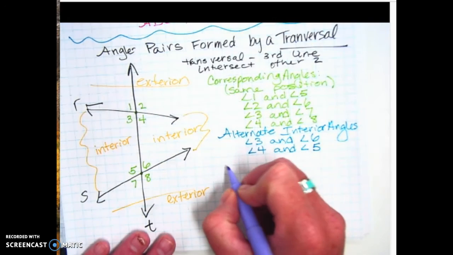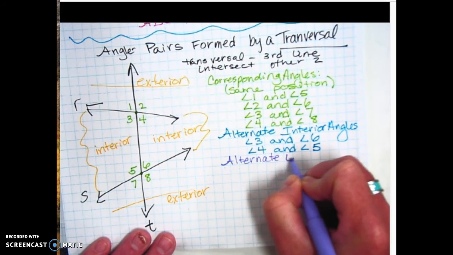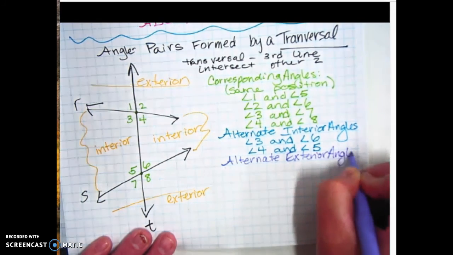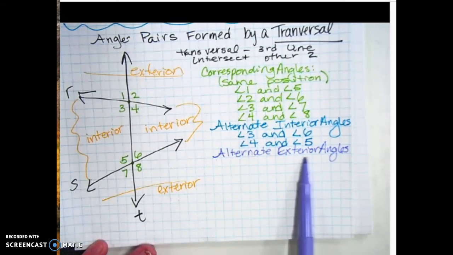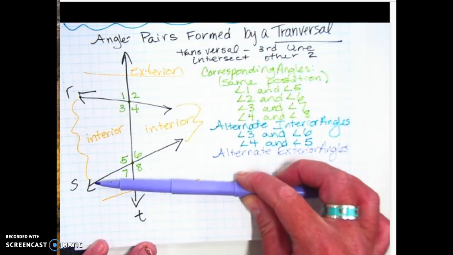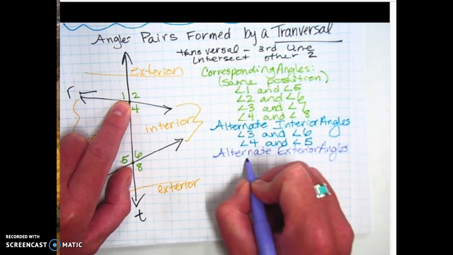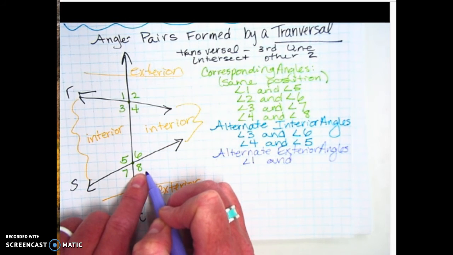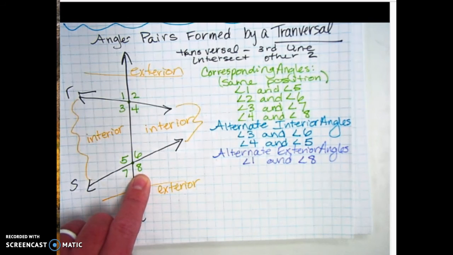Okay? Next relationship is alternate exterior. So alternate exterior, going to be on the opposite sides of the transversal, but they have to be exterior. So it can only be angles 1 and 2 and 7 and 8. So here's angle 1. We're going to follow the transversal down and we're going to hop over to the other side of the transversal. What number is there? 8. So angle 1 and angle 8 are alternate exterior angles.